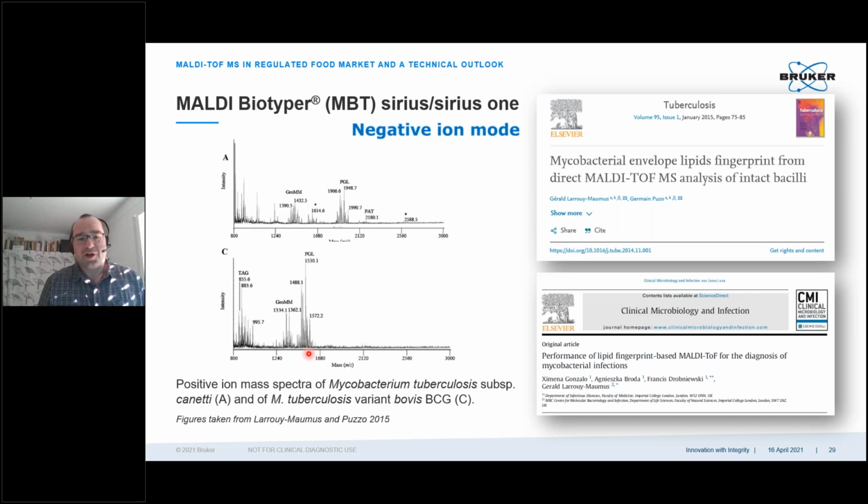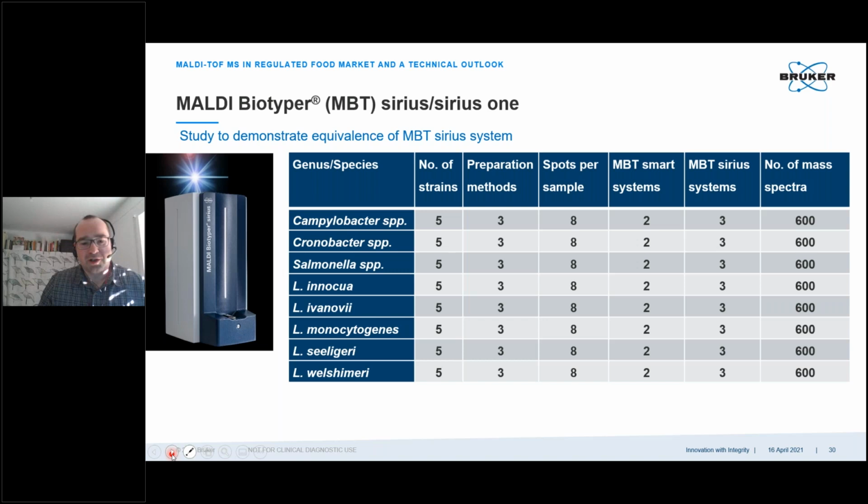And these negative ion mode mass spectra differ clearly. However, come back to the regulated food market. We decided to perform a study to demonstrate equivalence of the Zero system, the former smart system, again with the claimed genera and species, with different preparation methods, which are the direct transfer, extended direct transfer, and extraction method.